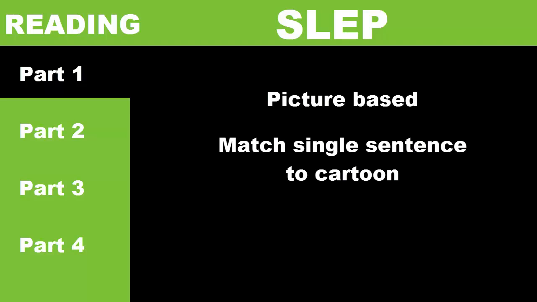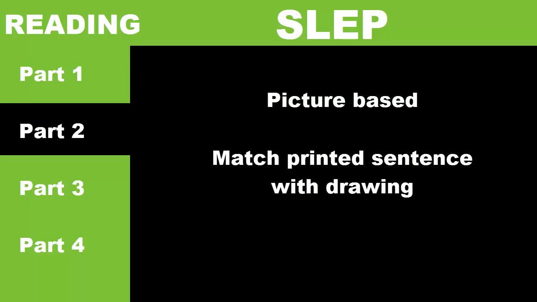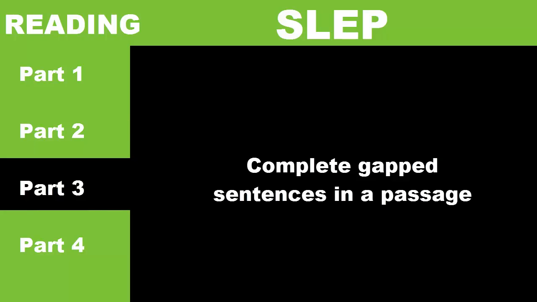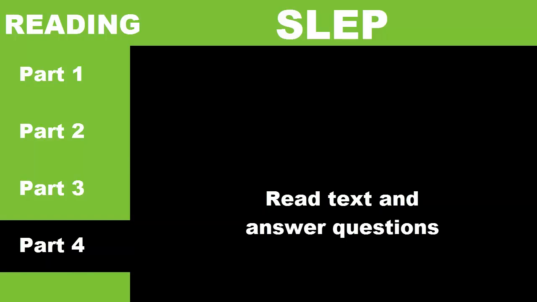The SLEP reading has 4 parts. The first one is related to a picture, where students match single sentences to thought bubbles in a single picture cartoon. The second part is matching printed sentences with one of 4 drawings. Then the SLEP had a passage task where the sentences in the passage had gaps, and students completed them with words and phrases. And finally, the student read texts and answered questions about them.